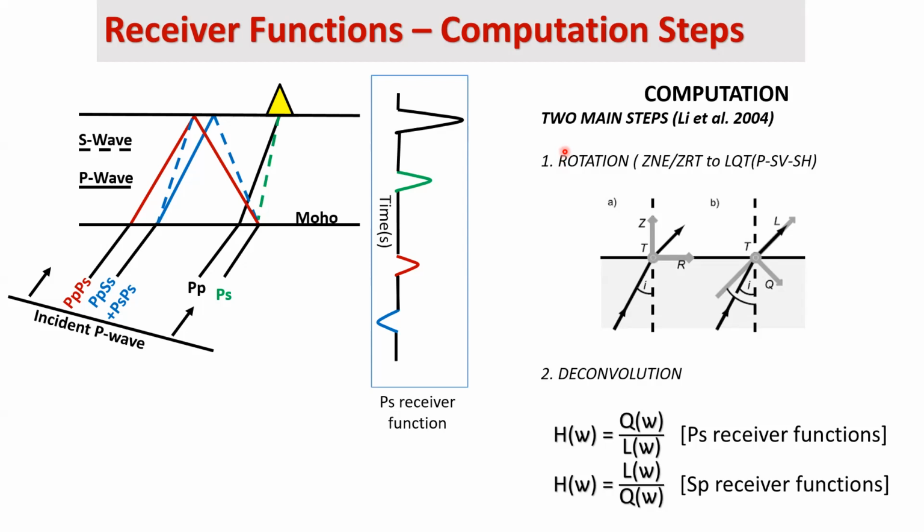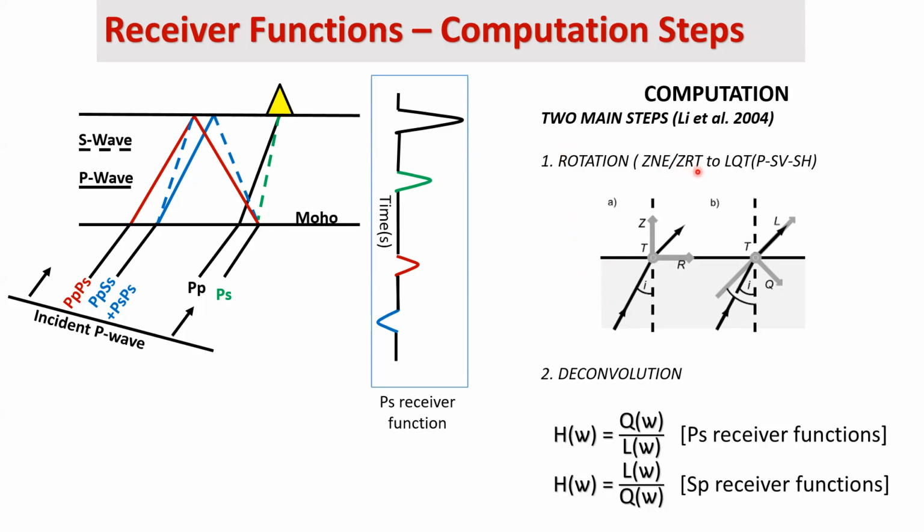mostly on the vertical component, SV wave on the radial component, and the transverse component will contain the energy related to the SH wave. So there are basically two important rotations. Sometimes people do rotate the vertical, north-south and east-west component to ZRT component. That means vertical, radial, and the transverse component.